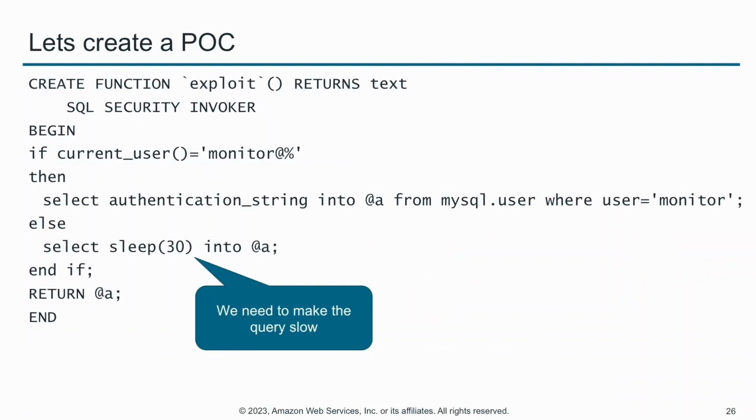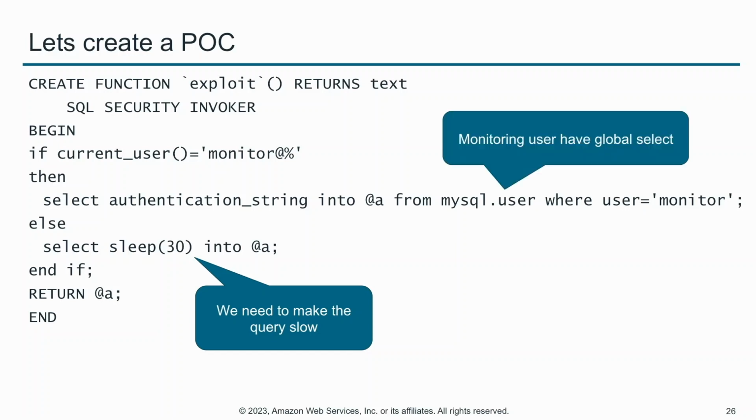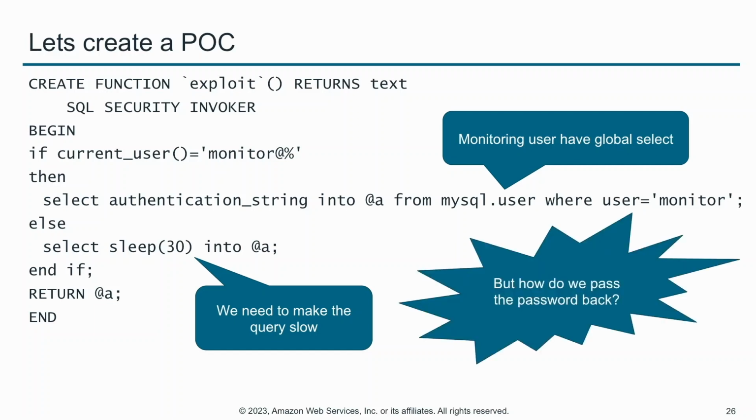So let's create what is called a security proof of concept. First of all, we'll create an exploit function. Inside of this function, we are trying to retrieve the password for the monitoring user. We create this function, exploit, and then we make this query slow by calling select sleep. Again, the monitoring user has a global select. But the question is, how do we get this password back? We can select, but how do we get the password back?